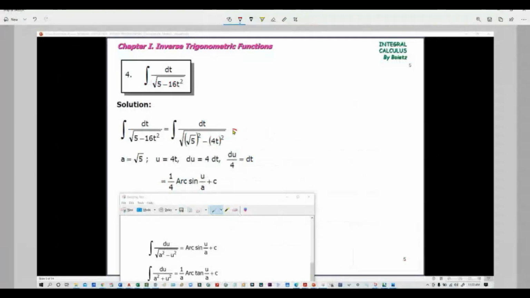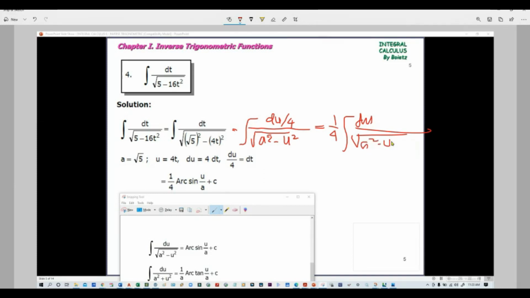So this will become the integral of du, and dt is du over 4. Sige, solve natin. Du over 4 is equal to the square root of a squared minus u squared. And ang lalabas doon, this will become 1/4 integral of the formula du over square root of a squared minus u squared.